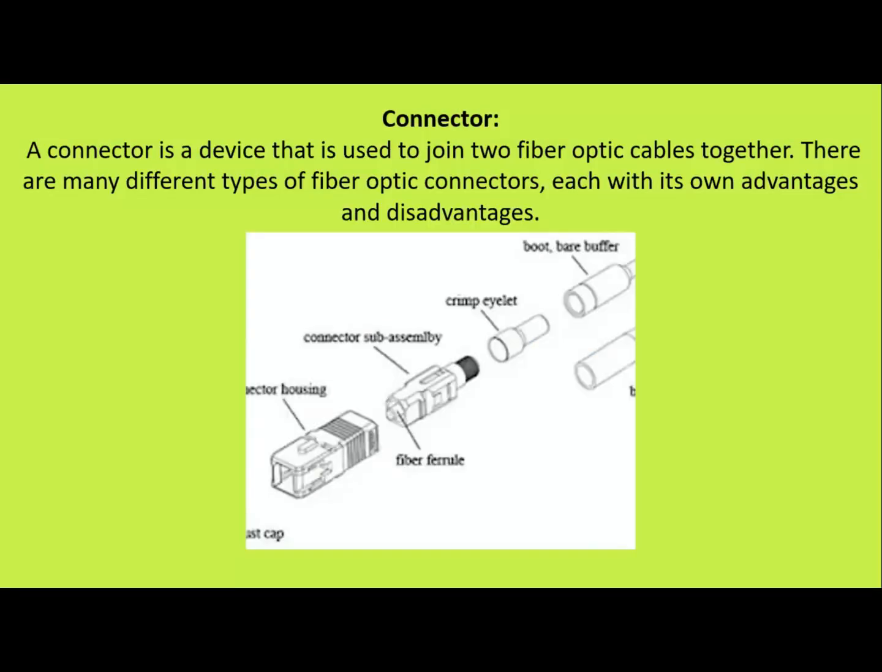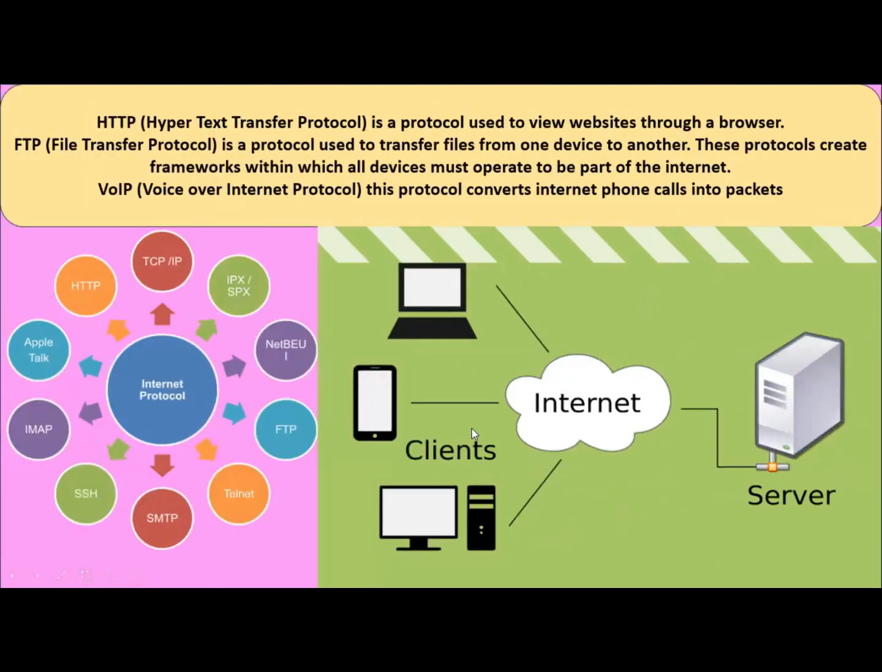Now we have the final one, the connectors. A connector is a device that is used to join two fiber optics cables together. There are many different types of fiber optics connectors, each with its own advantages and disadvantages. Now we look at the protocol.